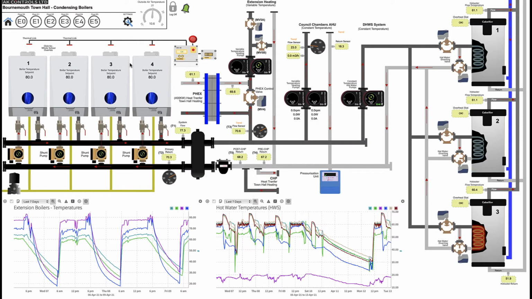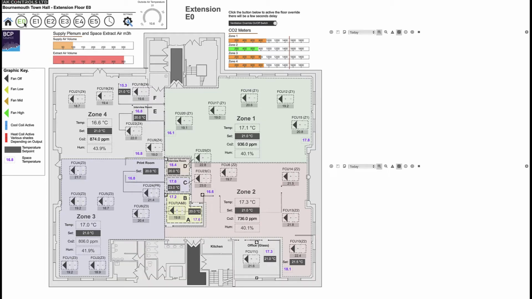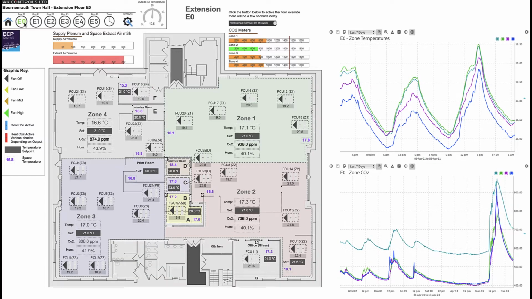This is a brief demonstration of the BCP/BMS interface for the town hall. The ventilation system has been modified to a supply air-only plenum. The new pre-tempered supply air is reheated or cooled, and then distributed throughout the space by a series of fan coil units. Stale air is now directly exhausted from the space for better air quality.